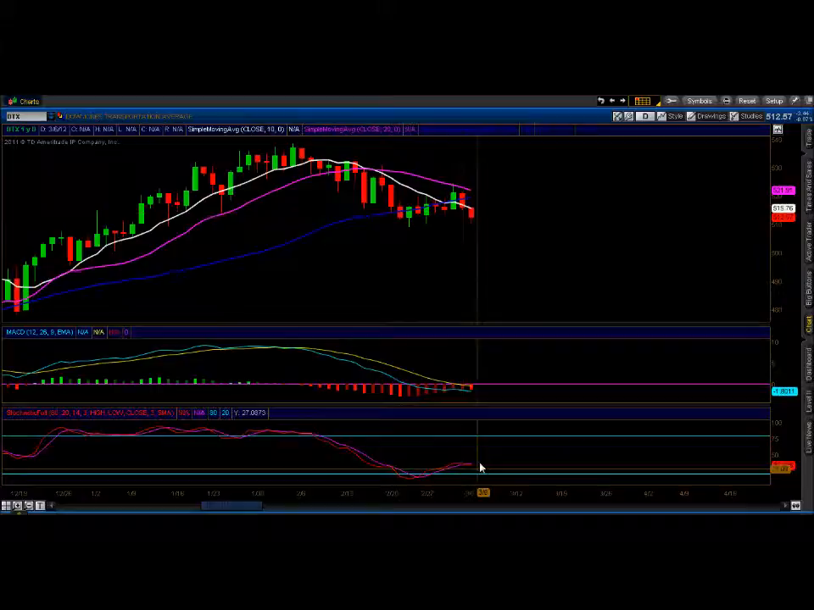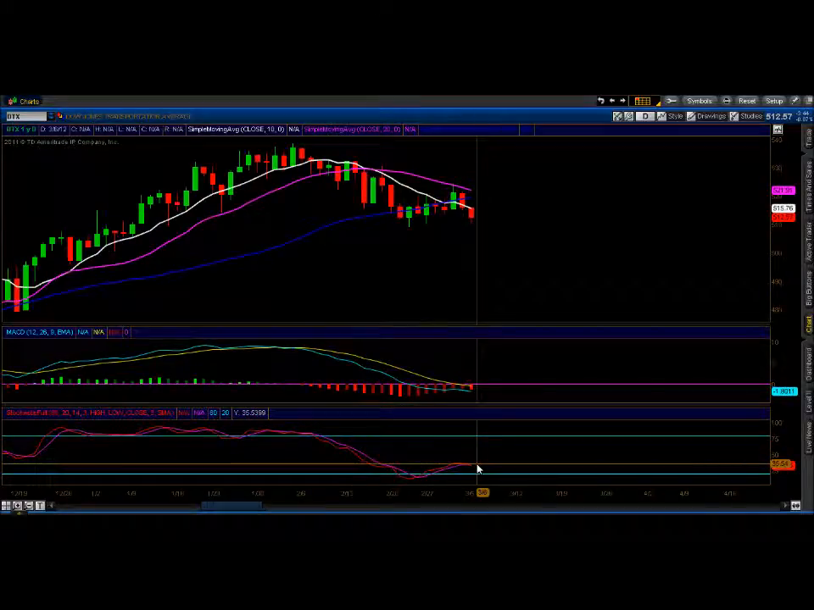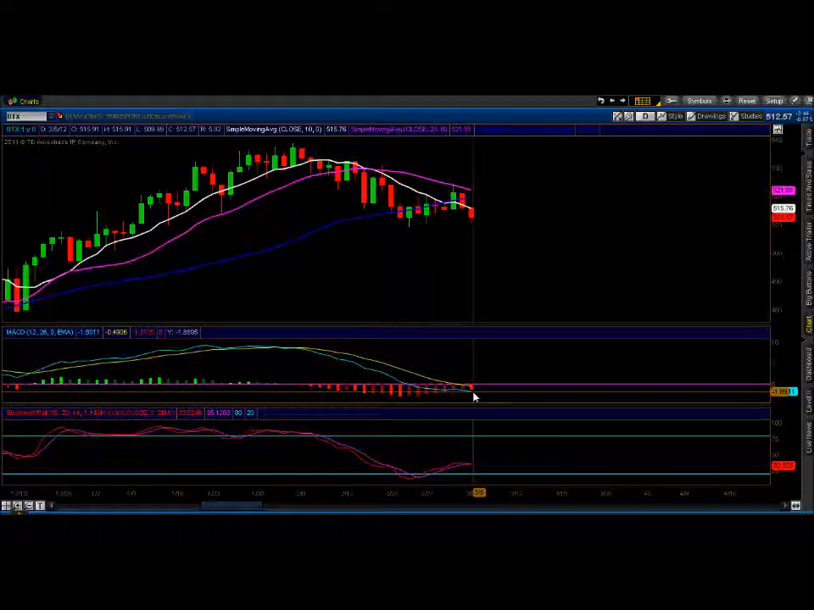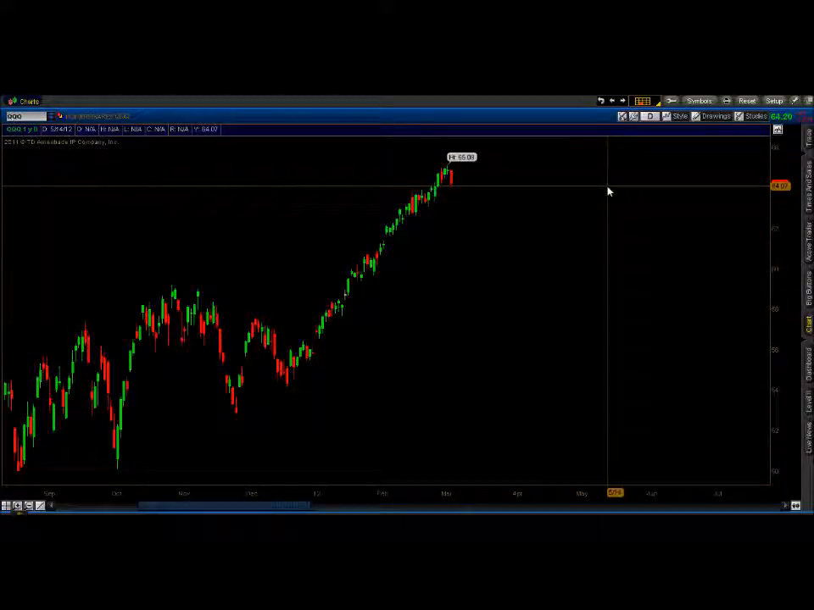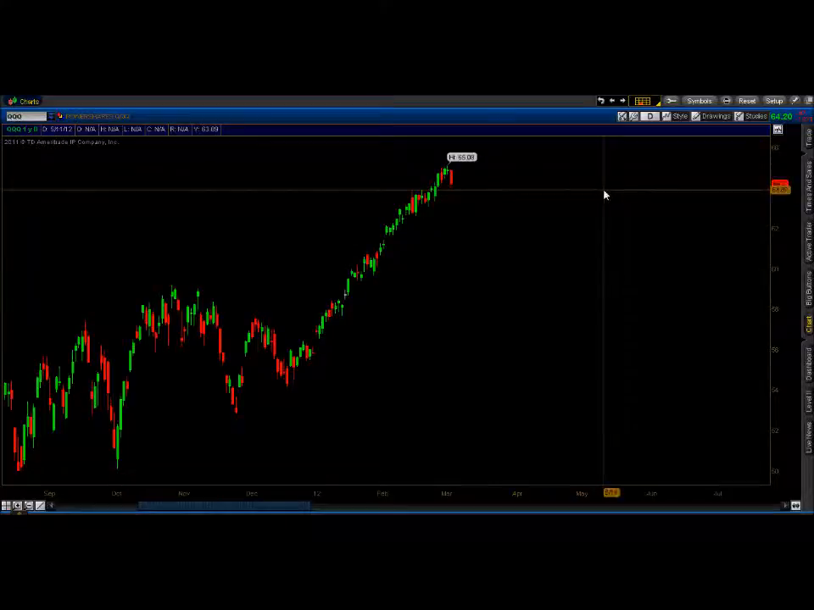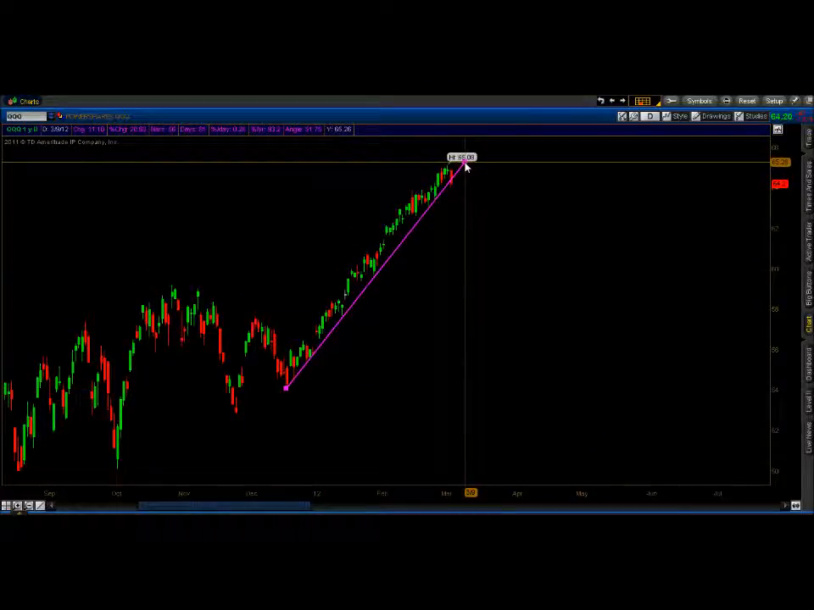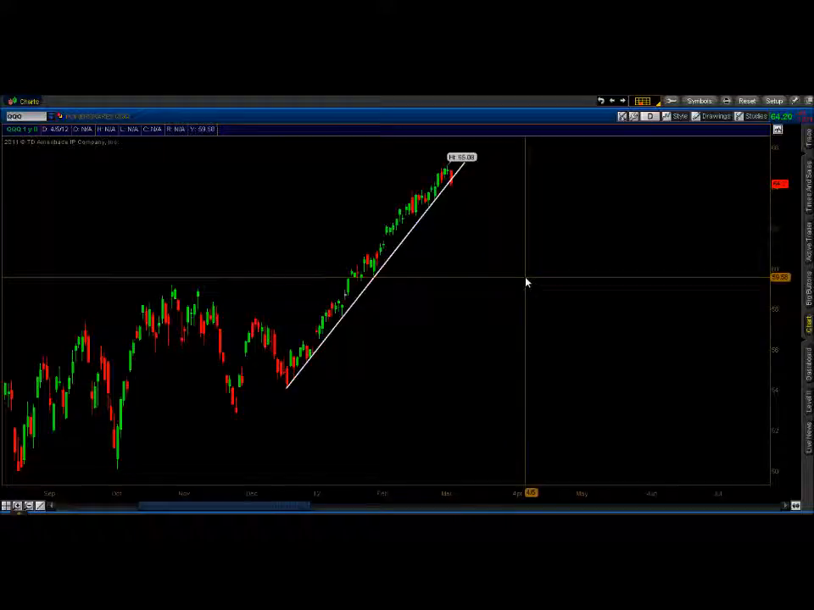And again, we have the stochastic, another bearish cross. The MACD histogram pushed back down, so things look bearish. Now, something I want to point out is that the Qs did manage to close above the 10-day moving average, but I also want to show you this. We have now broken the trend line on the daily time frame for the Qs, okay?